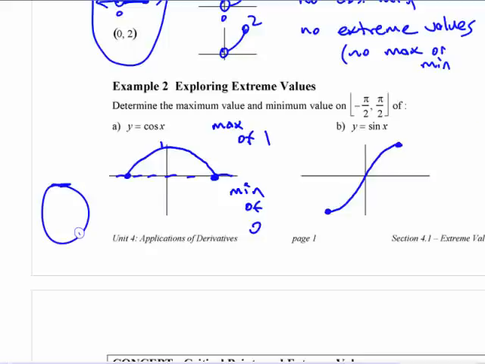If you draw on the graph, I am going to stop this now because we're going to hit the end.